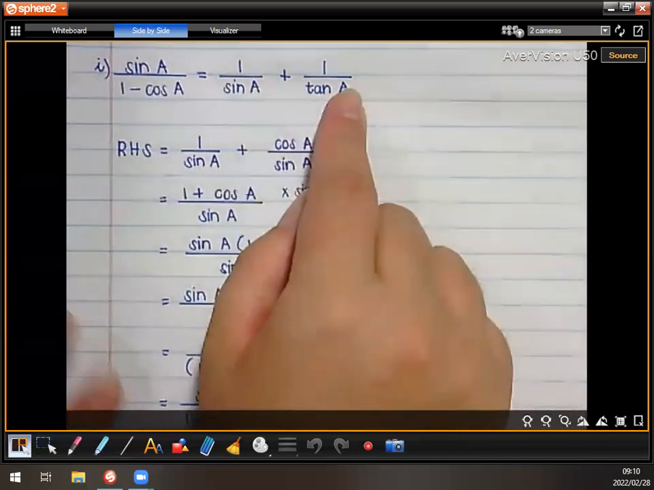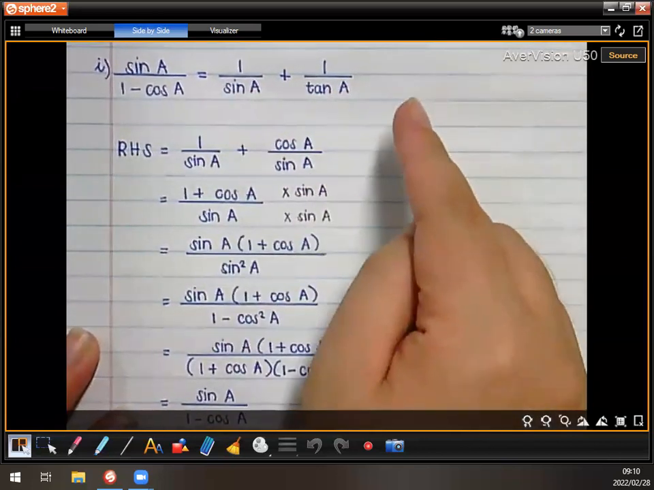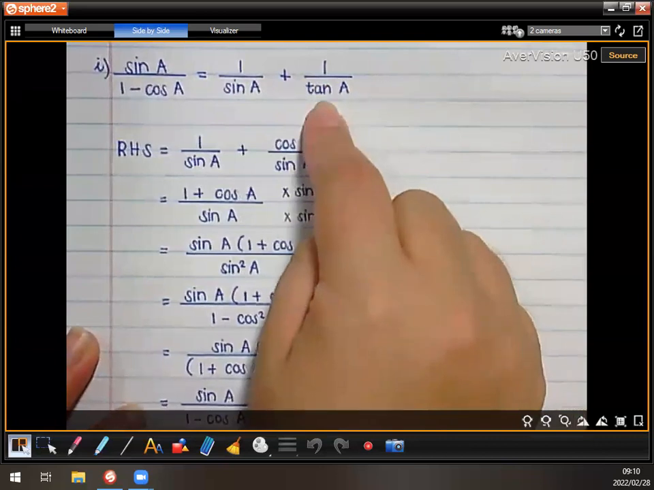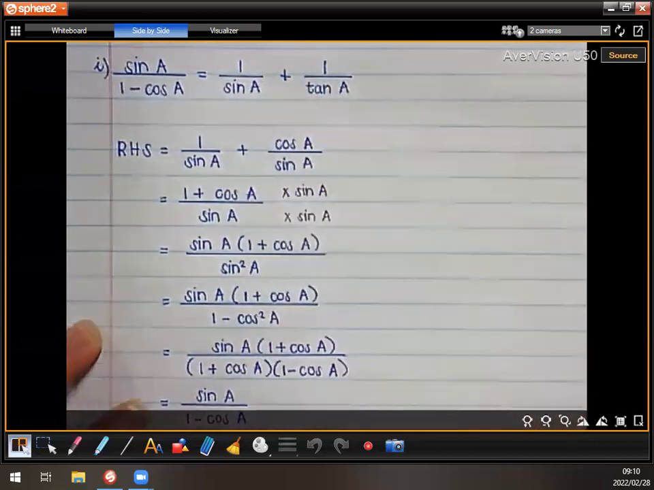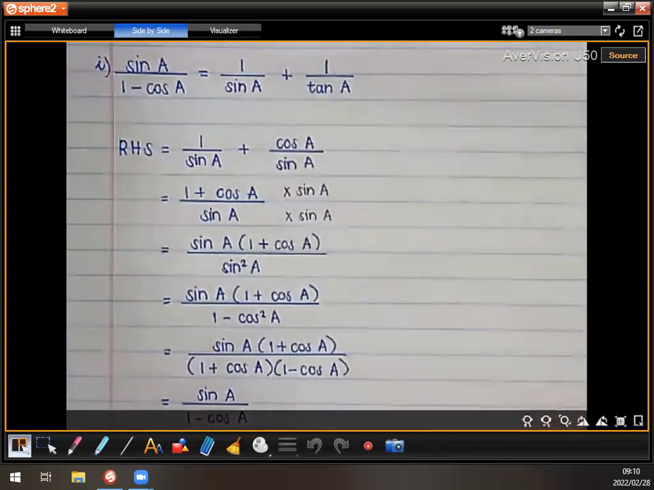So here you have 2 fractions. The LCD is actually 1 over tan A. And guys, are you remembering that you don't have to do 1 over sine over cos? If it's 1 over tan, you can change that straight to cos over sine, right? So here, you don't have to do, this is what I mean.